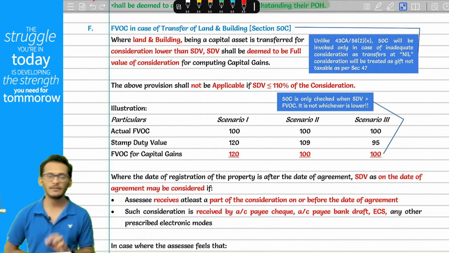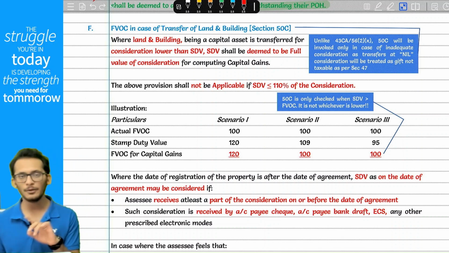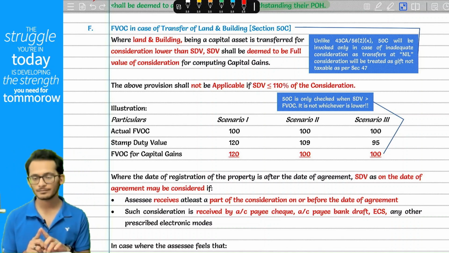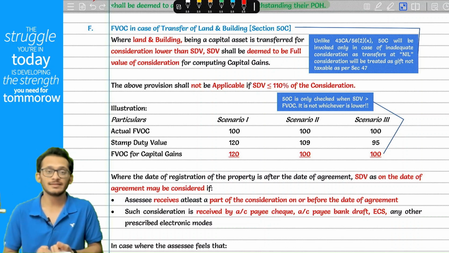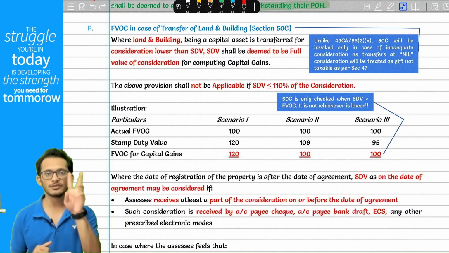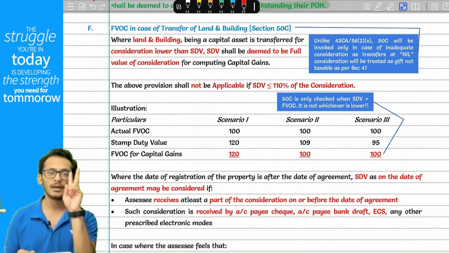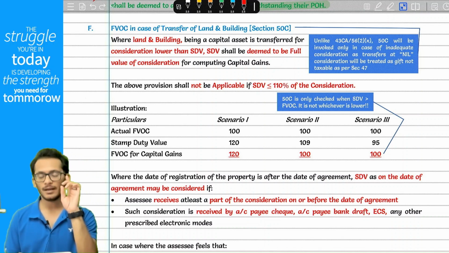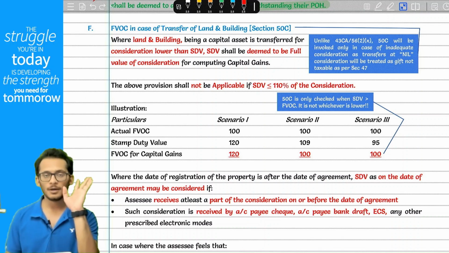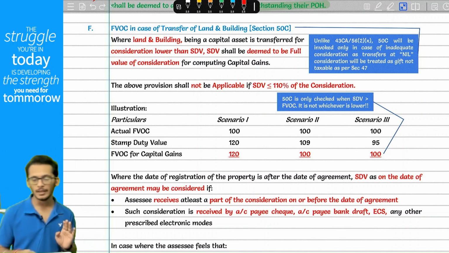In exam, if they give you two stamp duty values, you need to take the stamp duty value on the date of transfer. You can also take the stamp duty value on the date of agreement if you satisfy two conditions. Condition number 1, you should receive advance. Condition number 2, advance should be received by permissible modes. Very good.